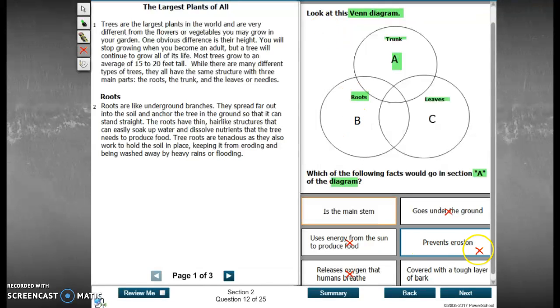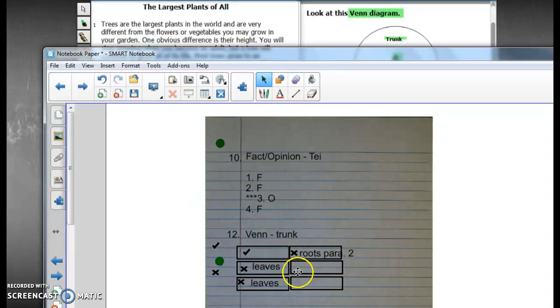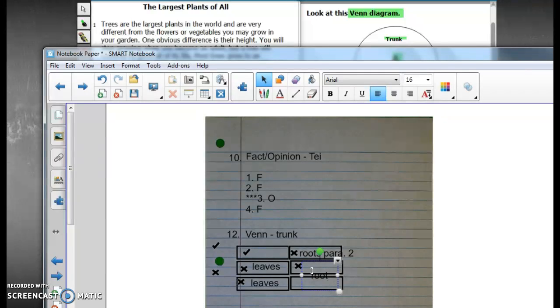Next one, prevents erosion. Okay, does the trunk prevent erosion? Actually, I see here, tree roots keep it from eroding. So that would go under roots. Give it an X. That's incorrect. It's the roots in paragraph 2.